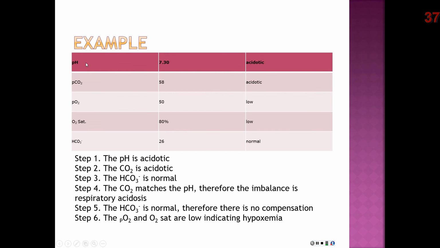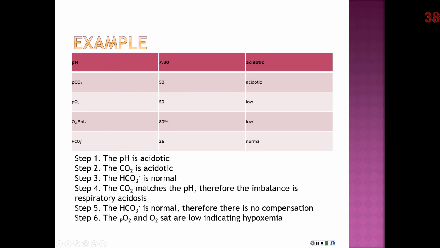So steps 1, 2, and 3 address pH, carbon dioxide, and bicarbonate. All right, so then once we've got those 3, pH is acidotic, the CO2 is acidotic, and the bicarbonate HCO3 is normal. Step 4 says, okay, looking back at those first 3 steps, which of them match? Which ones are both acidotic or both alkalotic? And so we see that the carbon dioxide level is acidotic and the pH is acidotic. Therefore, we can say those 2 match.